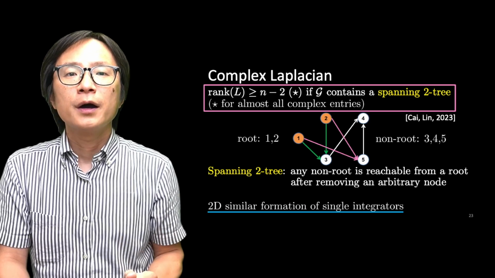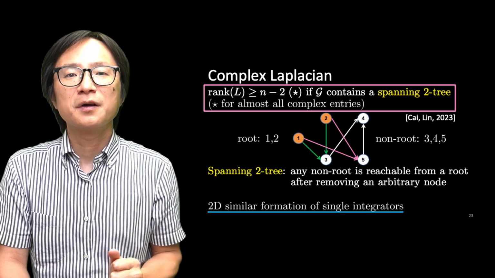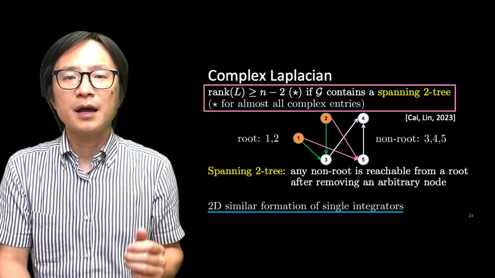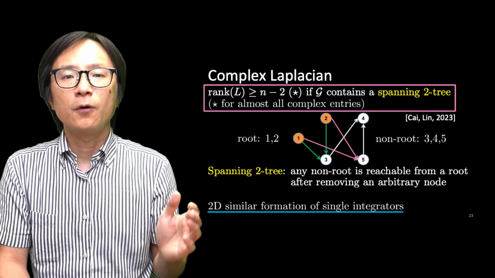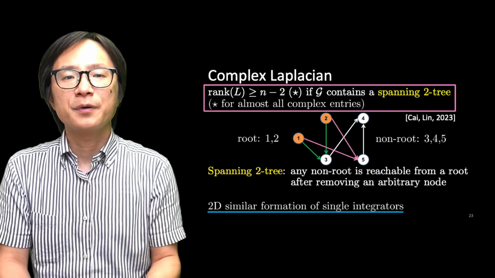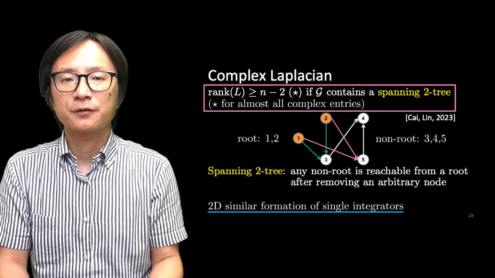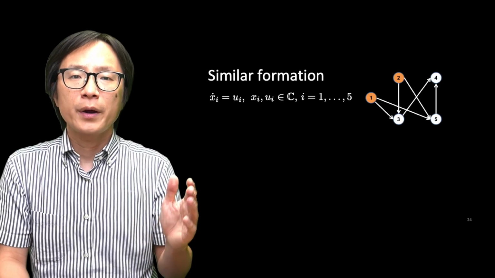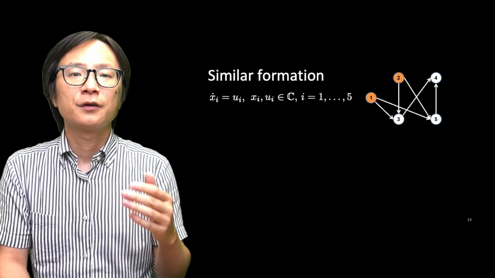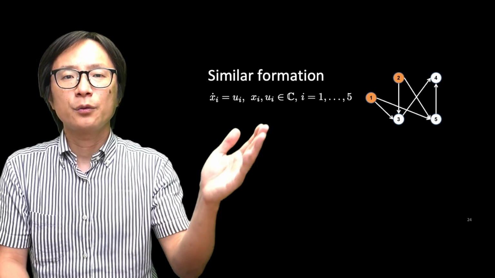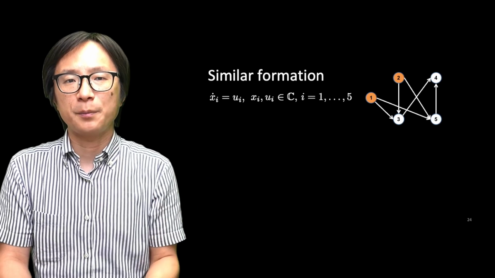We are going to introduce how this key result for complex Laplacian can be used to establish what's called a similar formation for single integrator type multi-agent systems on two-dimensional space. For that purpose, we are going to represent the 2D space as the complex plane. So the state and the control, xi, ui, are complex numbers.